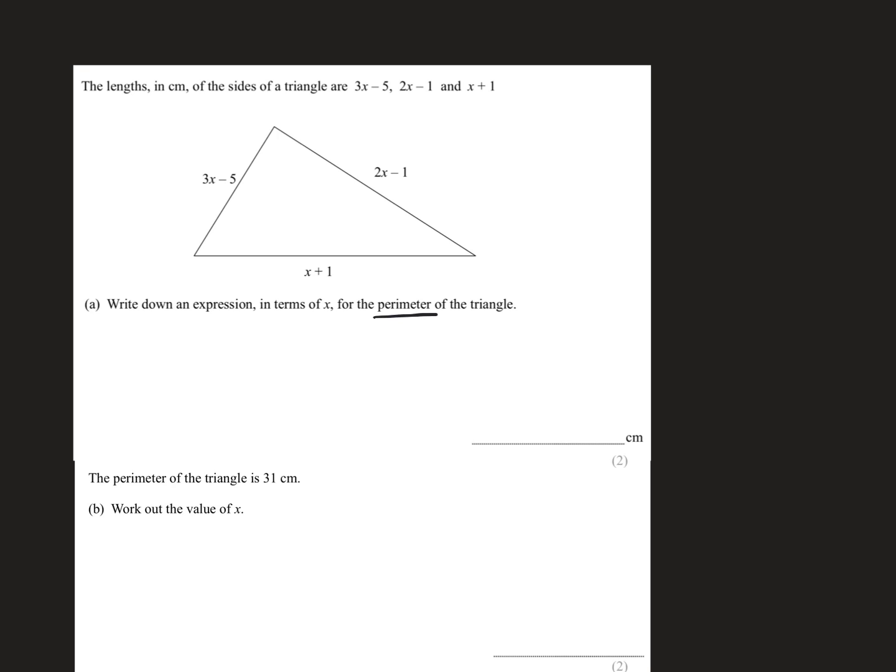So we need to add up each of these expressions. On the left, we've got 3x minus 5. Then over to the right, we also have 2x minus 1. That's our second side. And then on the next side, the bottom side, we have x plus 1. So we want to put that all together and simplify that. So we have a 3x, we have a plus 2x, and then we have another x. So in total there, we have 6x.